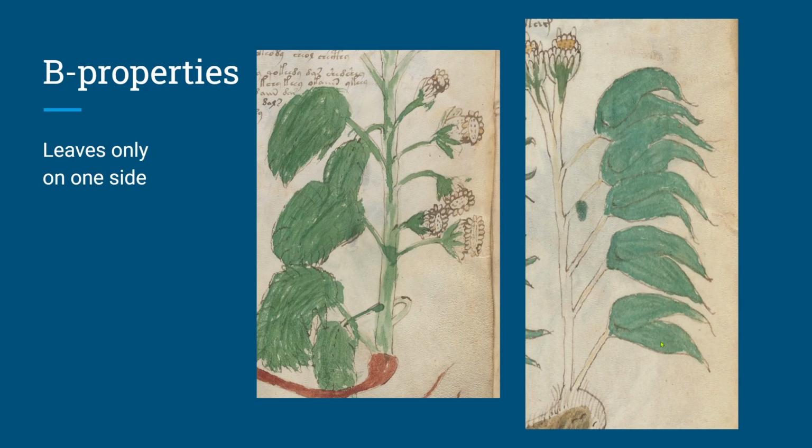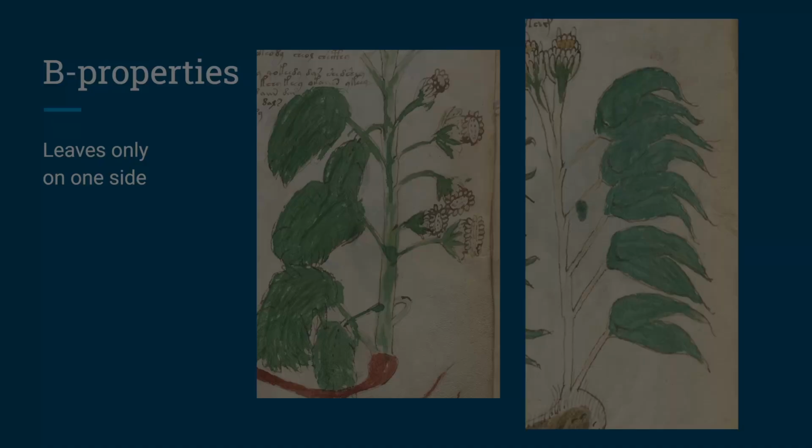One final property of B folios is that sometimes they will have all of their leaves on one side of the stem. So whenever you see a plant doing that, you know you're looking at a B folio.